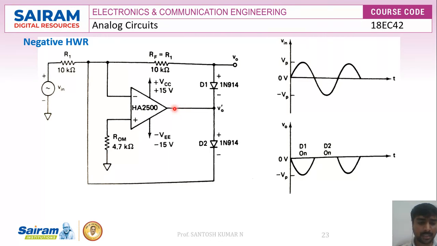When V in is negative, obviously the negative voltage applied to diode D1 will forward bias it. So D2 will get reverse biased. So D1 acts as a closed switch, and it acts as a closed loop. Therefore, whatever input we have applied will appear at the output because of the closed path.